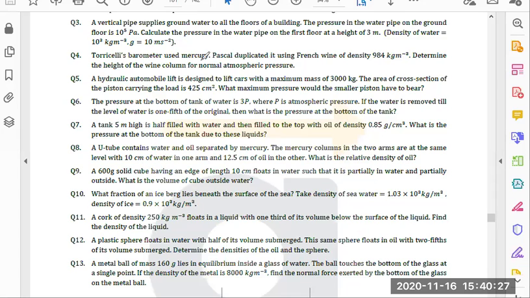Now, the fourth one. Torricelli's barometer used mercury. I hope all of you remember Torricelli's barometer. Pascal duplicated it for French wine of the given density. Determine the height of the wine. Now, instead of mercury, they used French wine. So we know that pressure is rho GH. For mercury, we got 1 atm as 76 centimeter, yes or no?